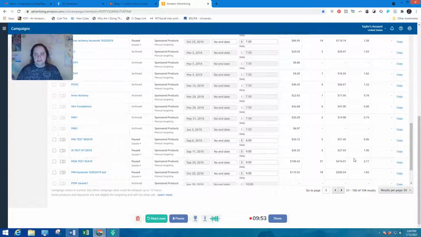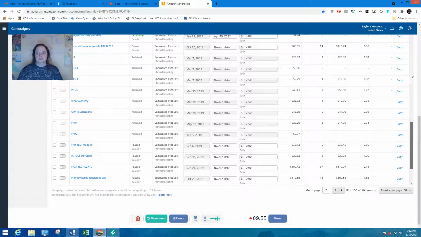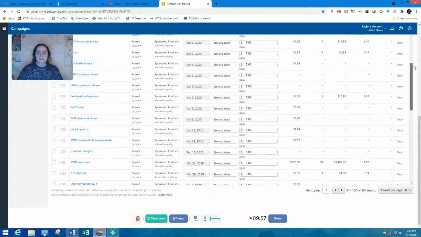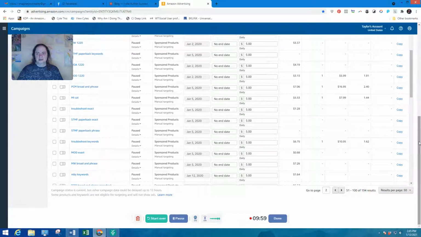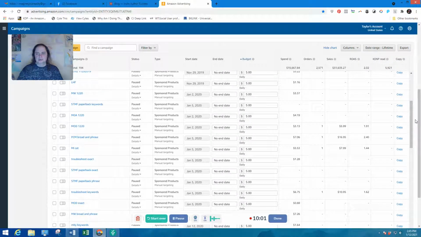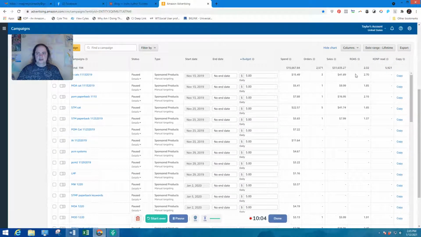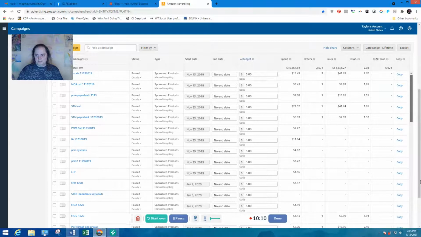That's why, based off this new system, I would say it has to be at least 2 and above, and ideally at 3 and above for it to really be worth running. Because at a certain point, you're going to have ads that you've been running for a while and they're going to start drifting below, and it's just not going to be worth the money that you're spending. Let's look at another page here.